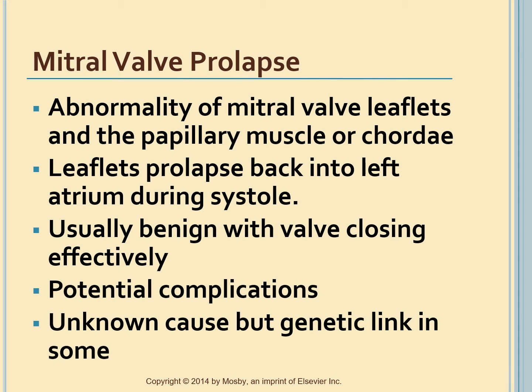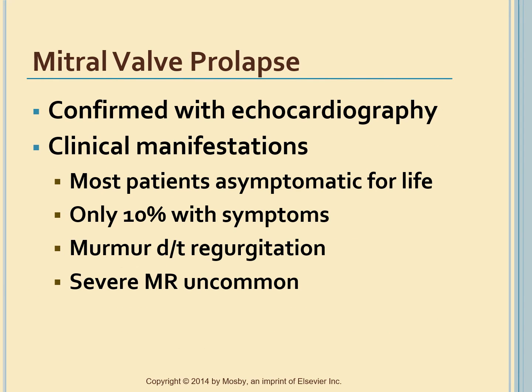So there is some genetic link that is obviously linked to mitral valve prolapse. But unfortunately, there are many cases where we don't know why somebody has mitral valve prolapse. There's still research that needs to be done. So we confirm mitral valve prolapse with an echo, again, because we can see those valves kind of buckle back up into the left atrium, and we can also see the regurgitation of blood going from the left ventricle up into the left atrium. Many patients, most actually, are asymptomatic for life.